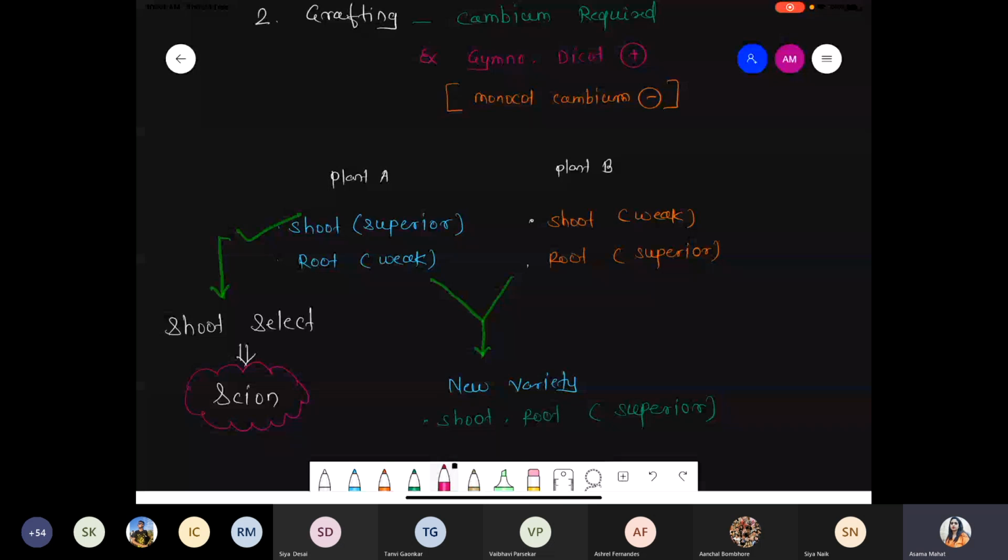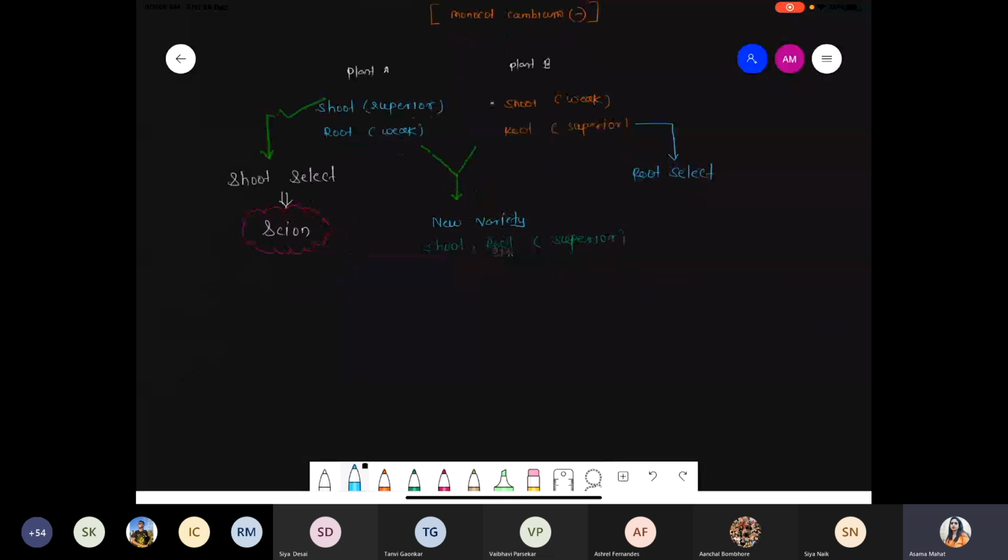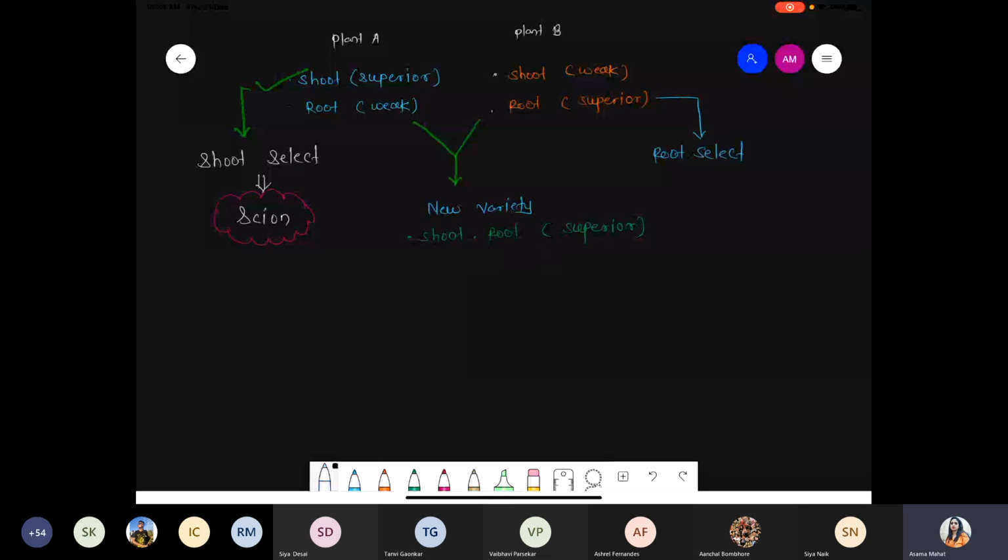In plant B, which is the superior one? The root is superior, obviously. So you have to select the root part. Whatever root part we selected, that part is called the stalk.